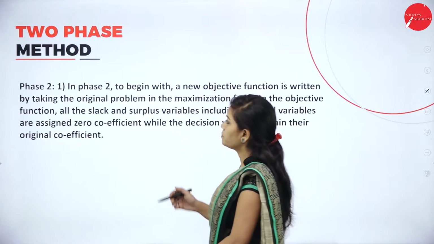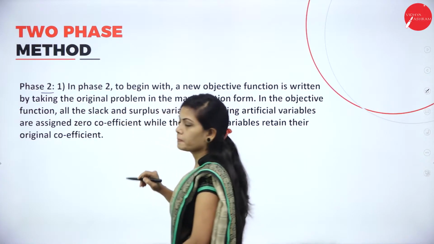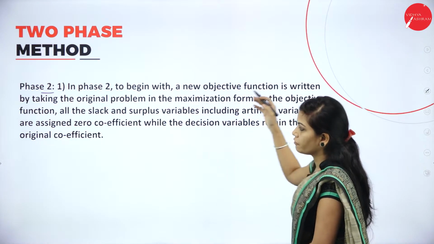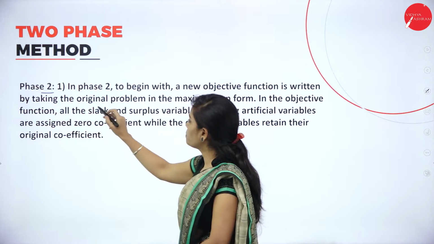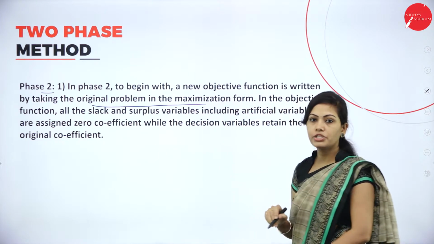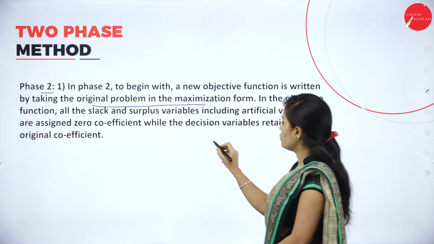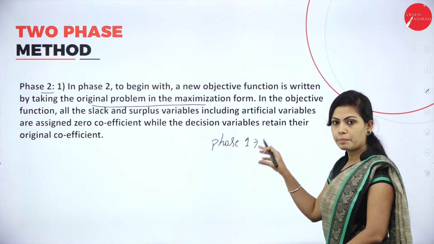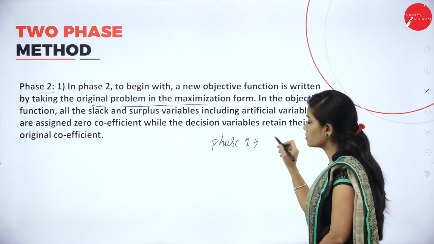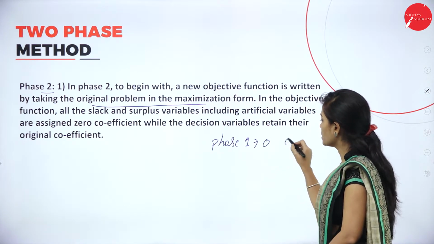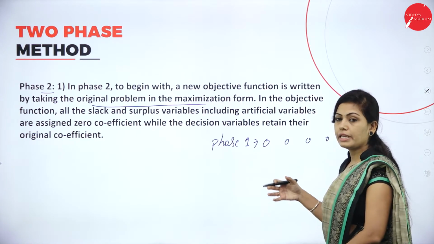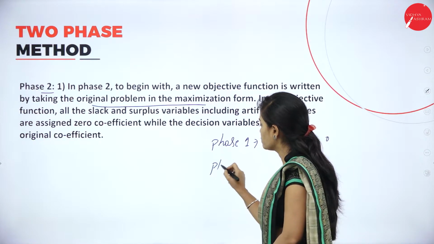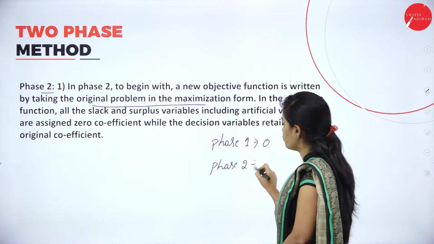And in next step, in phase 2, to begin with a new objective function is written by taking the original problem in the maximization problem. So in phase 1, all the surplus variable and slack variable values, that means coefficient should be 0, 0, 0, 0. So finally we will get the 0 value in optimality solution. So after completing this phase 1, we have to move for phase 2.